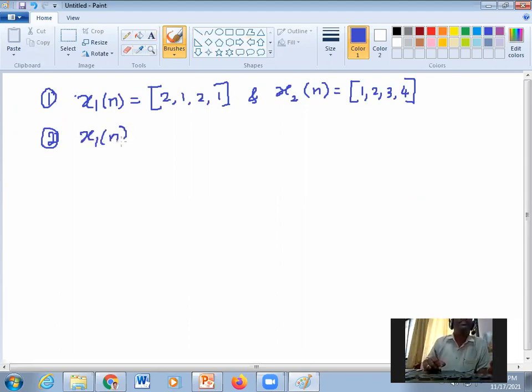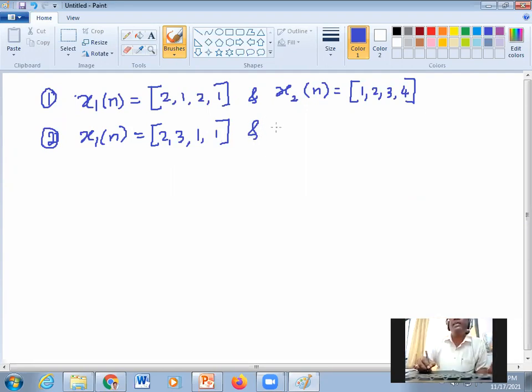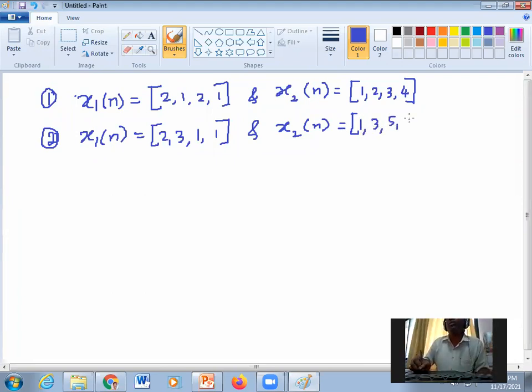x1 of n equals 2 3 1 1, and x2 of n equals 1 3 5 3.